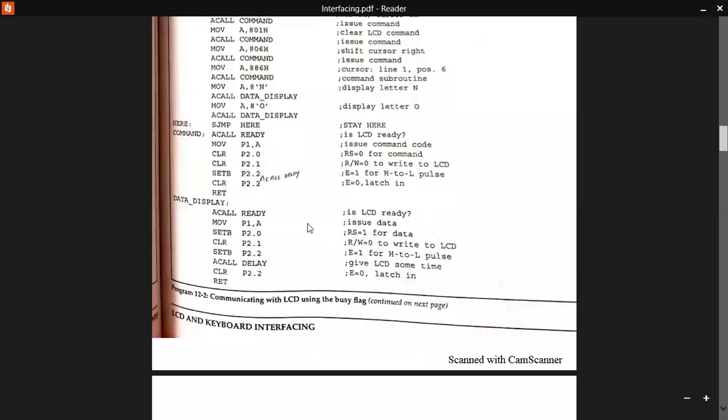So we have 3 interfacings to be studied, right? What are the 3 interfacings we need to study? LCD, ADC, and the third one is stepper motor. Yes.